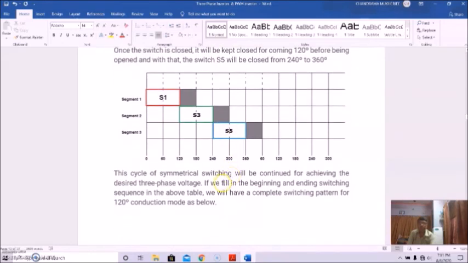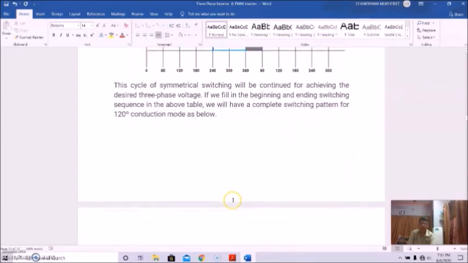So the cycle of symmetrical switching will be continued for achieving the desired three-phase voltage, and if we fill in the beginning and the ending switching sequence in the above table, we will have a complete switching pattern for 120 degree conduction mode as below.